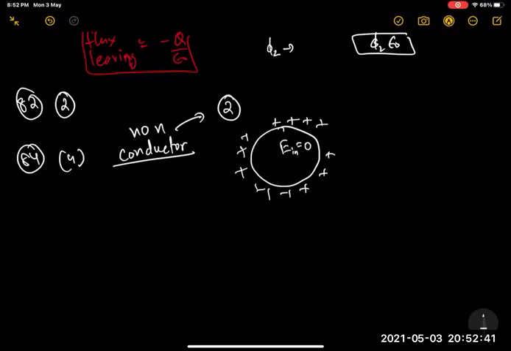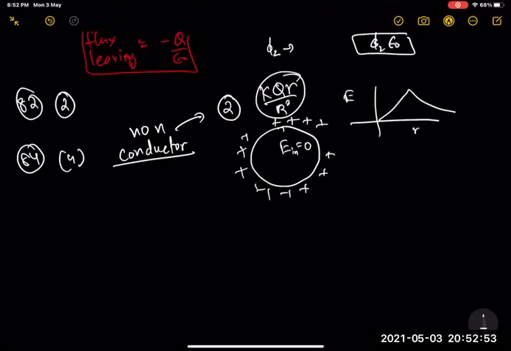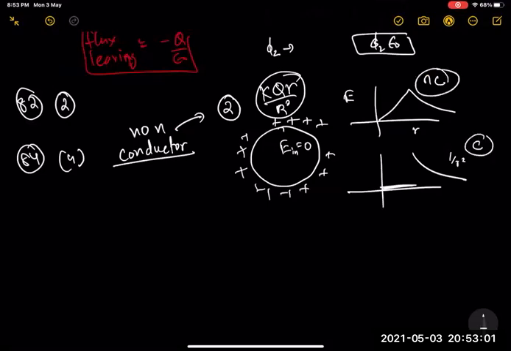If it was a non-conductor, the answer would be KQr by R cube, capital R cube, because then it becomes proportional to r, right? It goes along like this, E versus r. For a non-conductor, NC. For a conductor, it is like this: 0 inside, outside 1 by r square. For a conductor, okay. Fine. 84 is done, and 86.